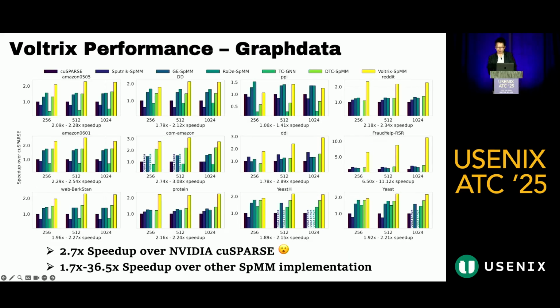And this is the kernel performance on graph datasets. Voltrix SpMM consistently outperforms all the baselines across nearly all the datasets. On average, we achieve a 2.5 times speedup over cuSPARSE, and from 1.7 to 35.5 times speedup over other SpMM implementations. The performance advantage becomes even more noticeable as the dimension of the dense matrix increases.